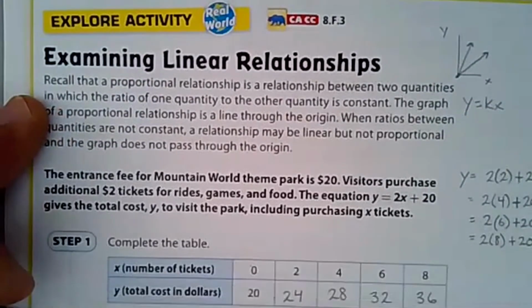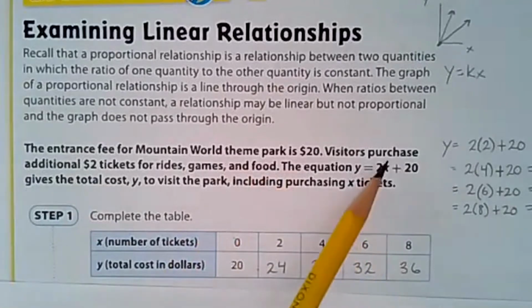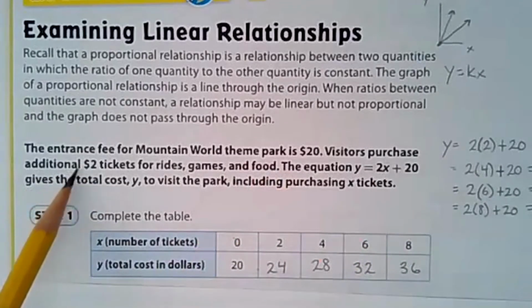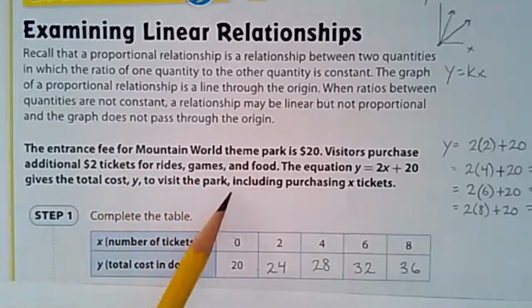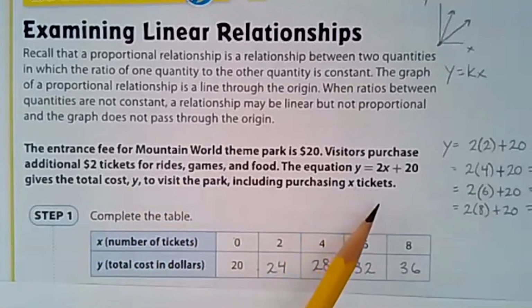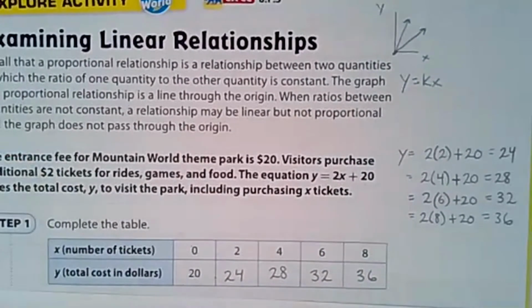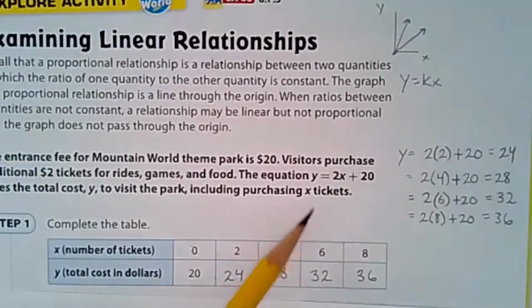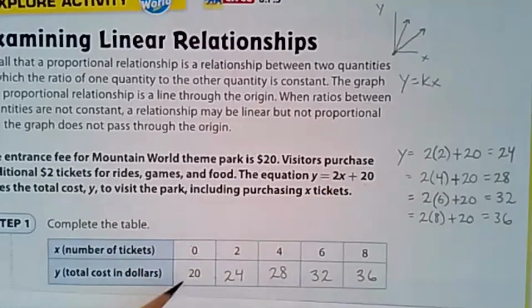So we have this here: the entrance fee for this theme park is $20, and visitors can purchase additional $2 tickets for rides, games, and food. And this equation here gives us the cost to visit the park, including purchasing some tickets. So it's $2 per ticket, $20 to get in. That's where those numbers come from. And if we were given these values for the number of tickets, 0, 2, 4, 6, or 8, and I plugged them in here, 0 is easy because that's just 2 times 0, which is 0 plus 20. That's $20 that you're going to spend just not riding any rides.